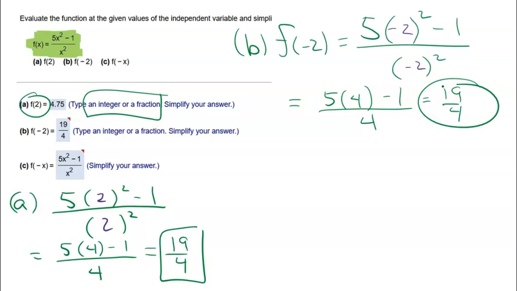Notice that's the same answer we got the first time. Why? Because the x is squared both times. So you'll get the same thing when you plug in a positive or a negative.